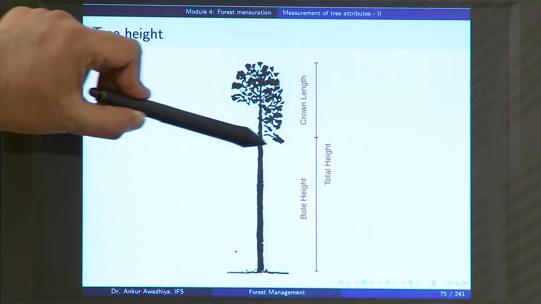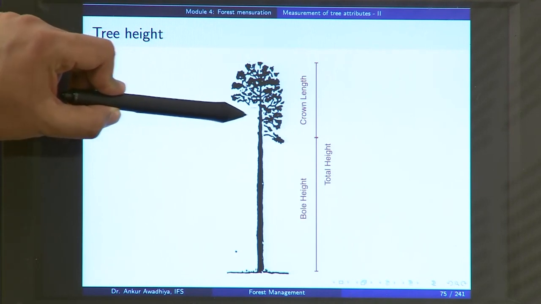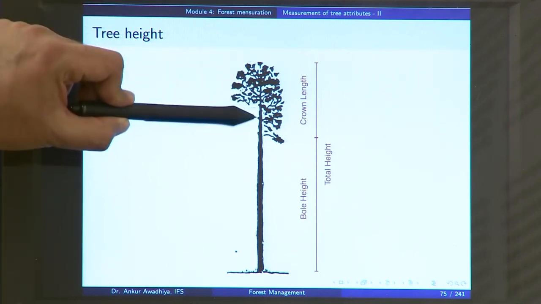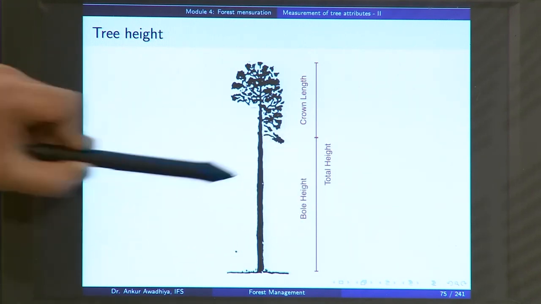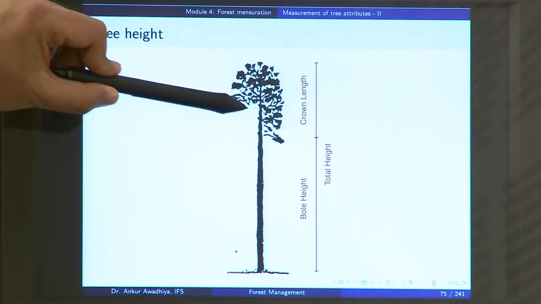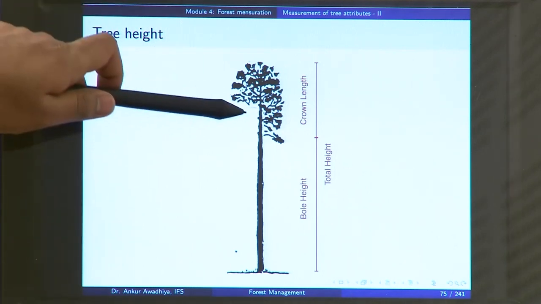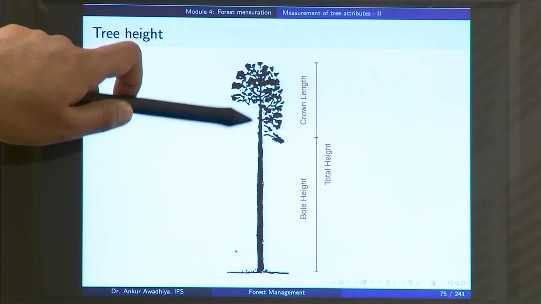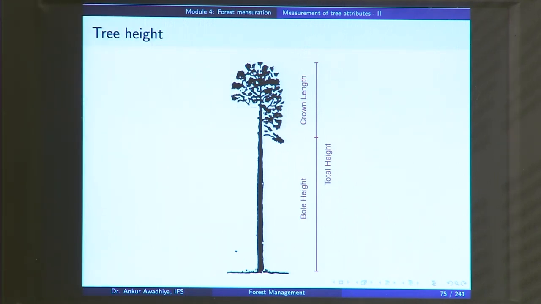Now if you consider any tree, the lowermost branch is a part of the crown. So this is the lowermost branch that makes the crown. The height of the tree till this lowermost branch is known as the bole height. And above this height we'll have logs with a large number of branches, so they do not have a very large commercial value, but the bole has a very good commercial value. The length from this point to the top of the tree is known as the crown length. And the total height of the tree is equal to bole height plus crown length.